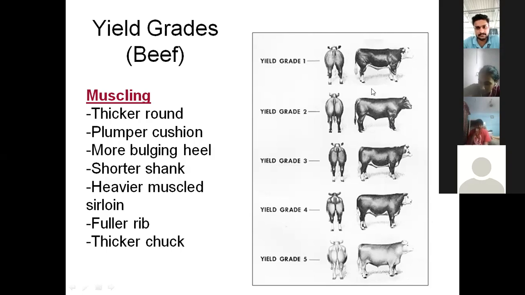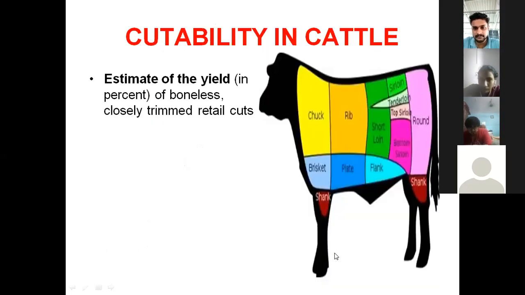So here you can see the back region. You can see grade 1, grade 2, how the shape or the size of the round region is varying. You can see here it is comparatively less muscled. So it goes like that. And you can see the lumbar cushion also. So these are different regions. There is the round region. This chunk region should be well developed. The rib should be well developed. This area should be highly muscle-like.